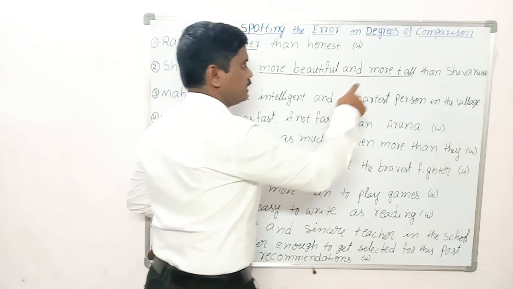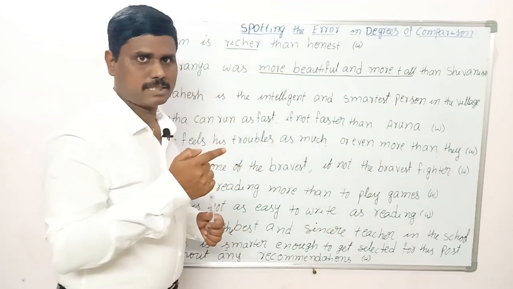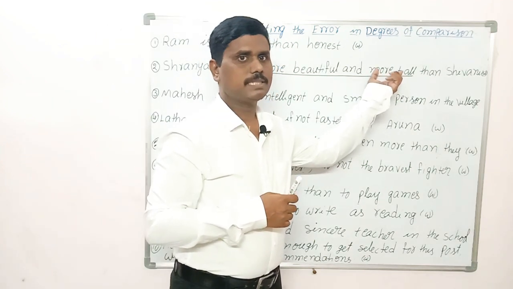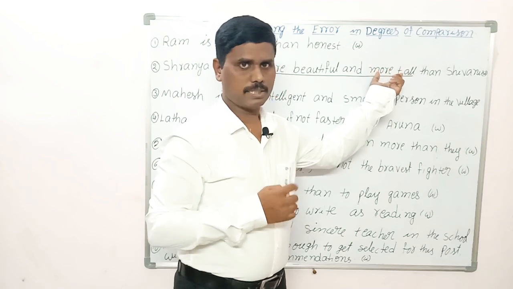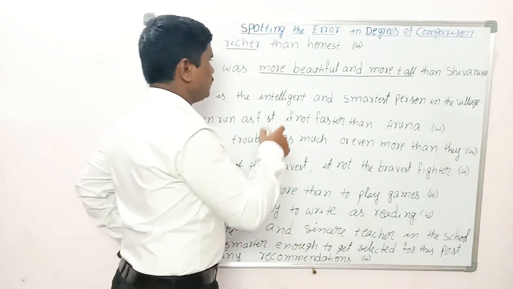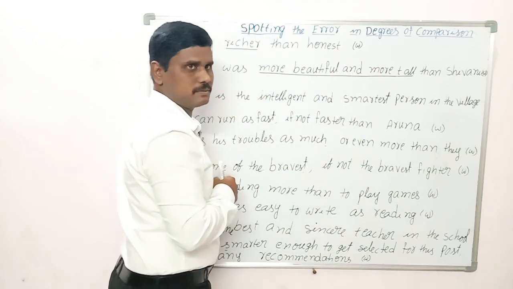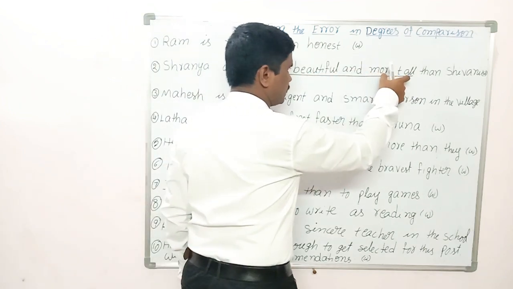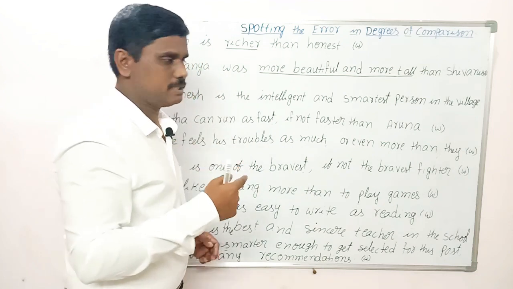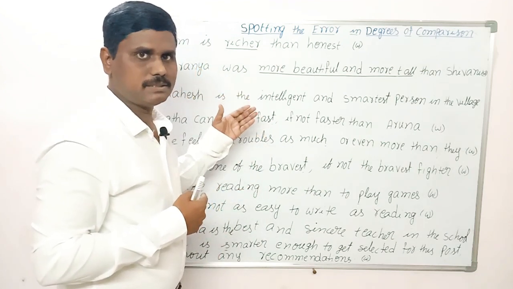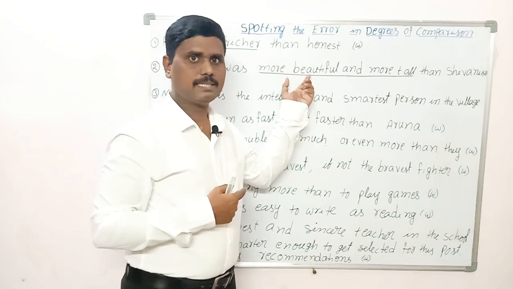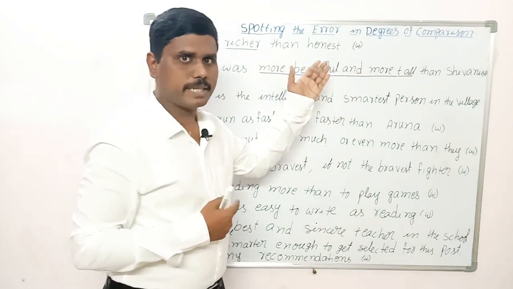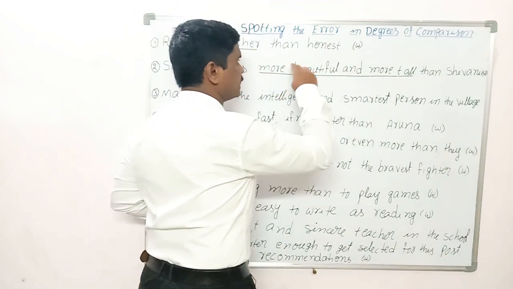Number 1: tall, taller, tallest. Tall is adjective 1, taller adjective 2, tallest adjective 3. That means here more tall is wrong, number 1. Number 2, when there are 2 adjectives, look at the order. This is adjective 2, this is also adjective 2. The order of the adjectives is, first we write the adjective which takes er and est, or an irregular one. Then we write more and most.